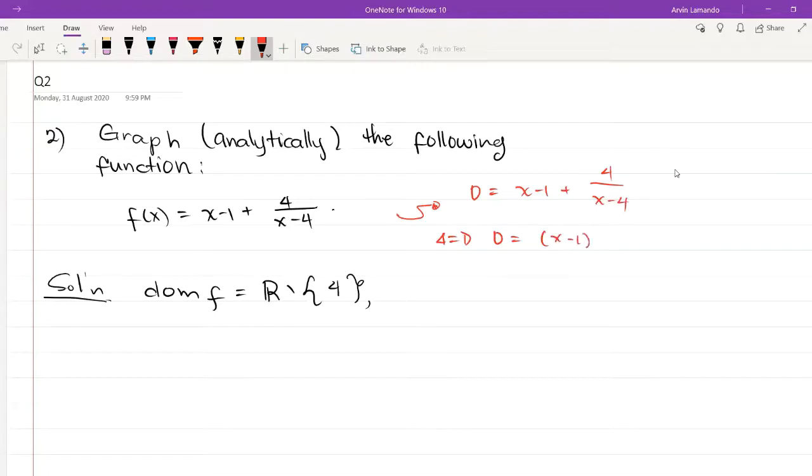x minus 1 times x minus 4 plus 4. If we expand this product, we'll end up with some quadratic expression, and using the quadratic formula, we will end up with the following solution. There is no real solution for this quadratic equation. Therefore, there should be no x-intercepts for f.